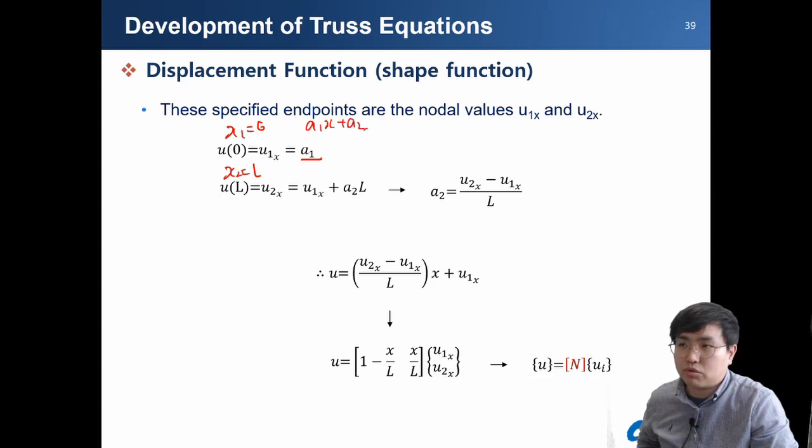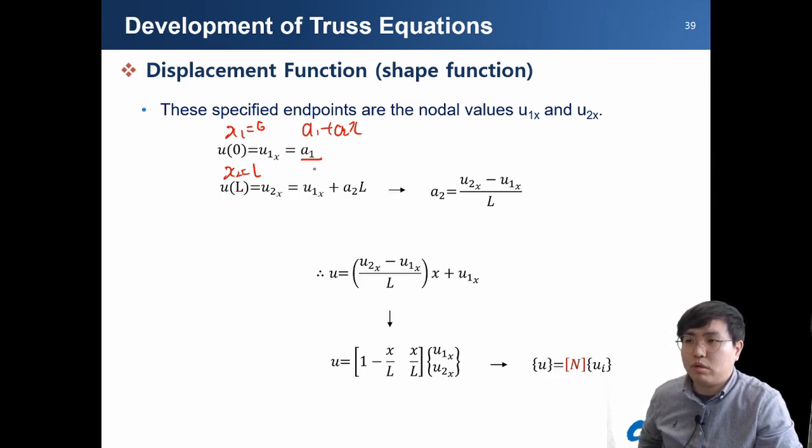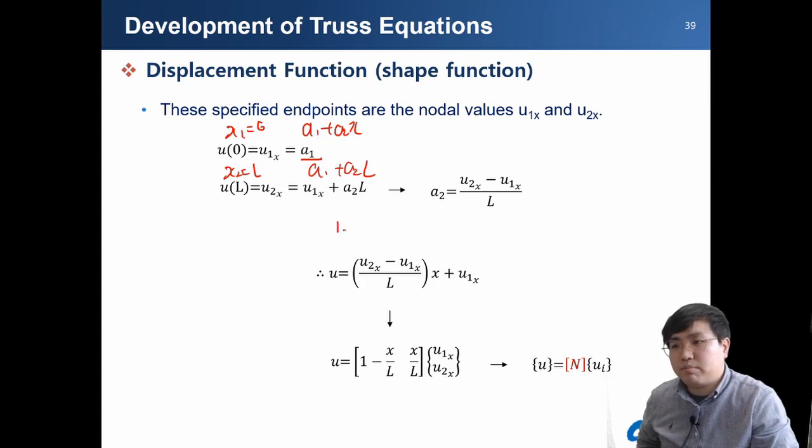So this becomes a1 plus a2x. When x is equal to 0, it becomes a1, and when you put x equal to L, it becomes a1 plus a2L. However, a1 is already defined as u1x, so you can put in u1x. So a2 is equal to (u2 minus u1x) over L. So in the previous slide we defined this as a2x plus a1. So a2 and a1 can be expressed and look like this.